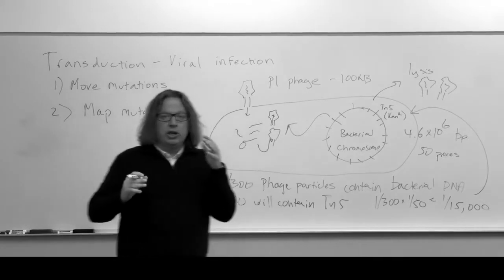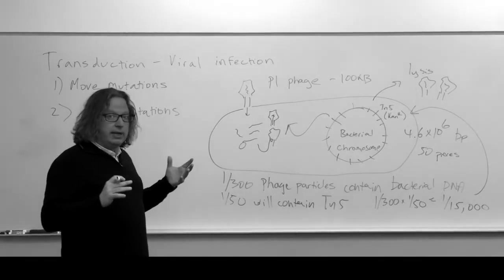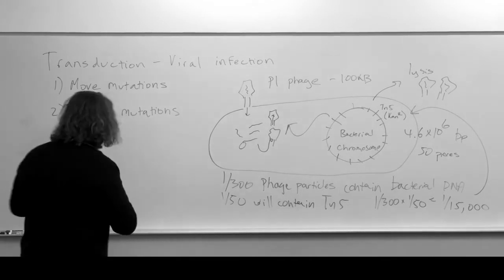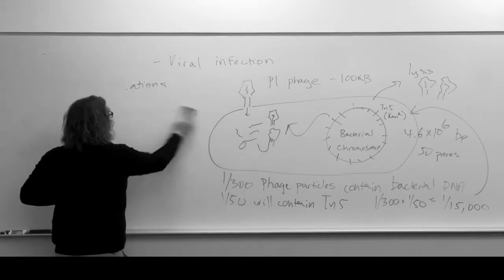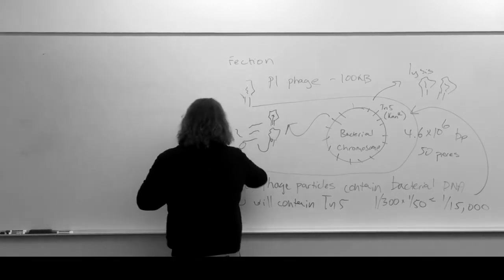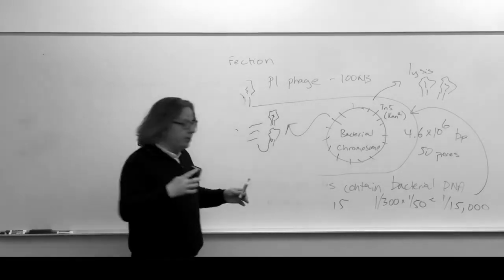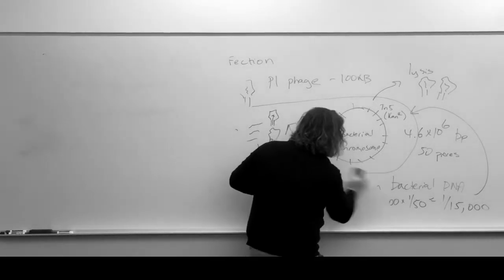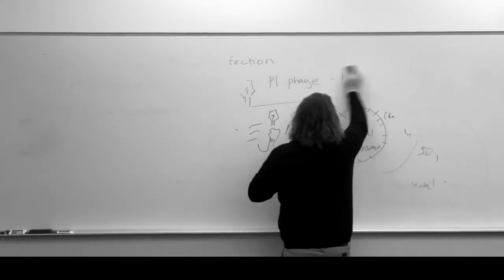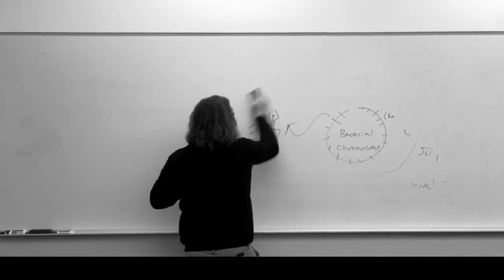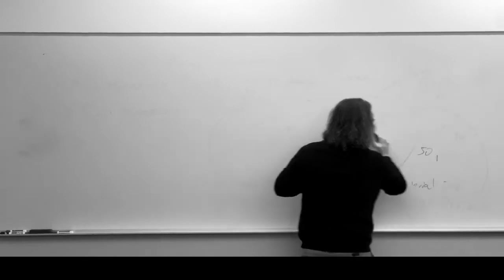So we can actually use this system, this sort of mistaken packaging of chromosomal DNA, to actually move TN5 from one cell to another. So why would you want to do this? Why would you want to move TN5 from one cell to another? Well, say you wanted to actually introduce a mutation onto a different background. You could do that simply by using a phage packaging system, moving DNA from one cell to another.